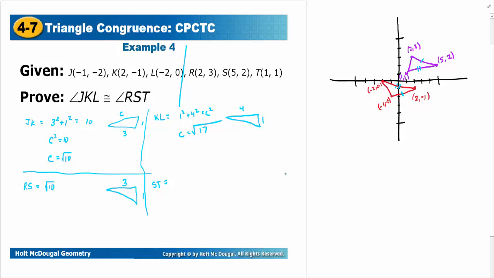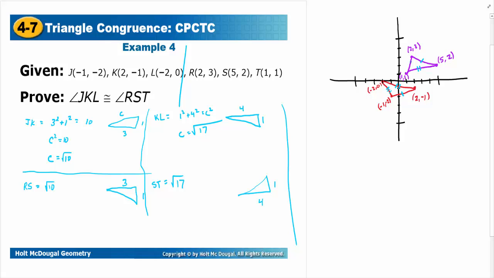Now ST, I'm getting this distance right here, so I'm going from 1 to 5. I set up this triangle. I'm going from 1 to 5, so right 4, and up 1. Notice it's the same lengths, so that would also be the square root of 17. You probably get where I'm going with this. I'm trying to show that I can prove all three sides congruent, and I can use side, side, side.